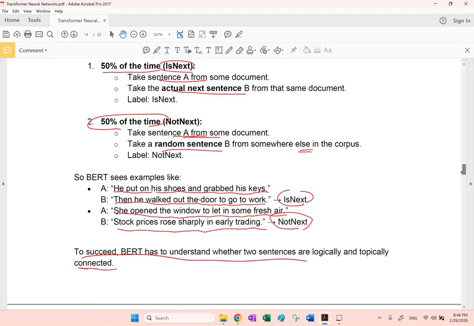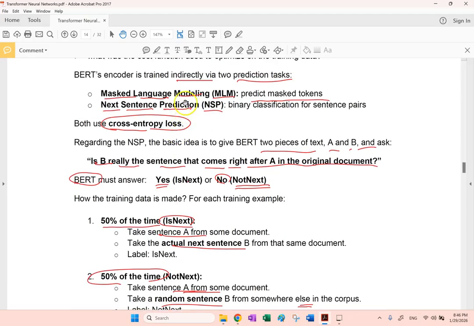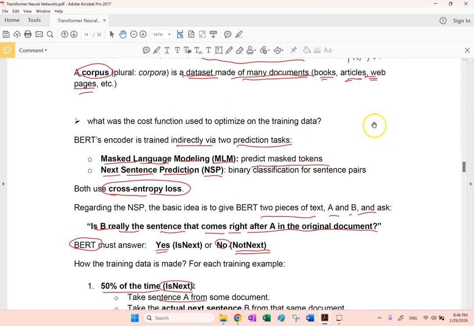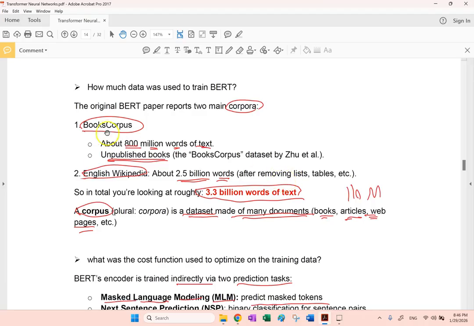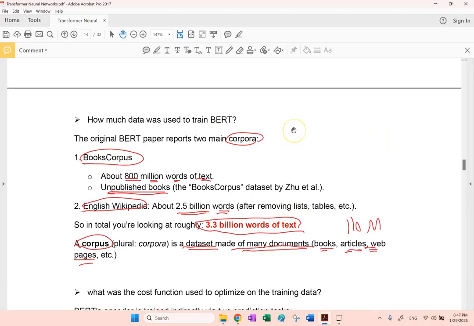Okay, so BERT was trained with cross entropy on predicting the next sentence and predicting masked or missing tokens on 3.3 billion words from English Wikipedia and a lot of books and so on.